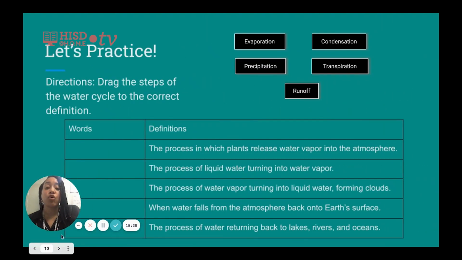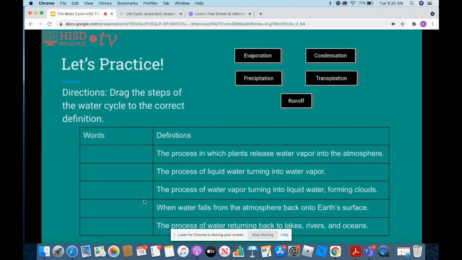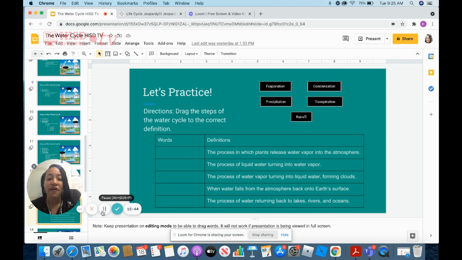So let's practice. I'm going to read off the definitions, and we're going to decide which stage of the water cycle the description is describing. All right, so our first definition says the process in which plants release water vapor into the atmosphere. And again, we have our 5 stages here: evaporation, precipitation, condensation, transpiration, and runoff. So out of these 5, which one matches with this definition?